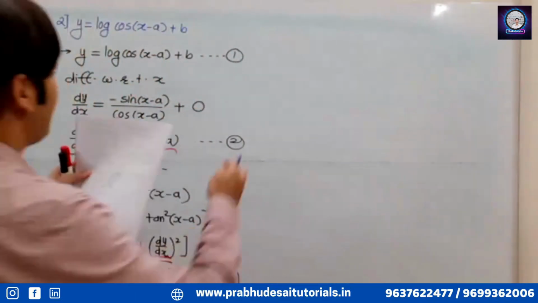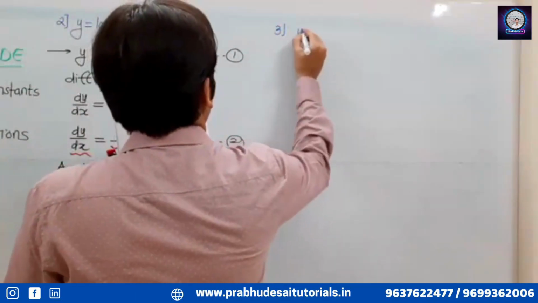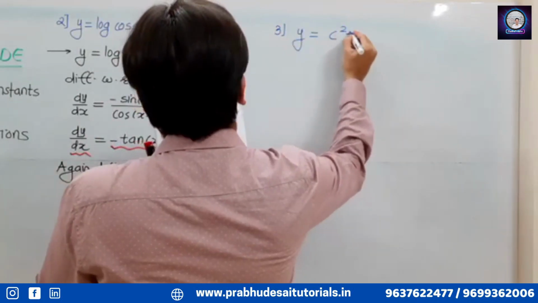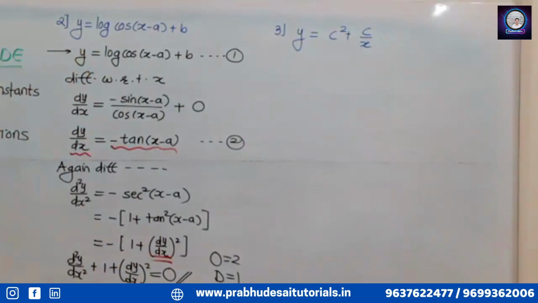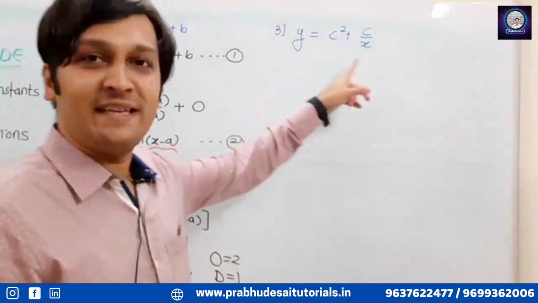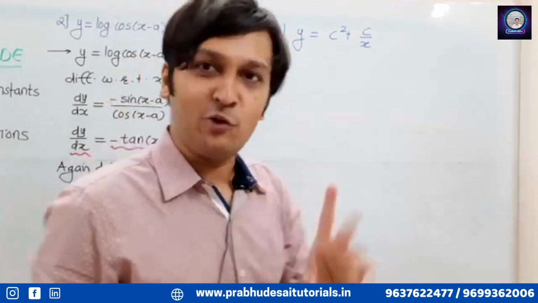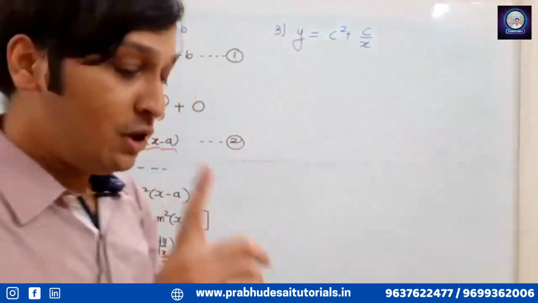Example number 3 is y is equal to c square plus c upon x. Yes, c square plus c upon x. Tell me how many constants you find here. Yes, only one. Only one constant, that means differentiation is allowed only once.